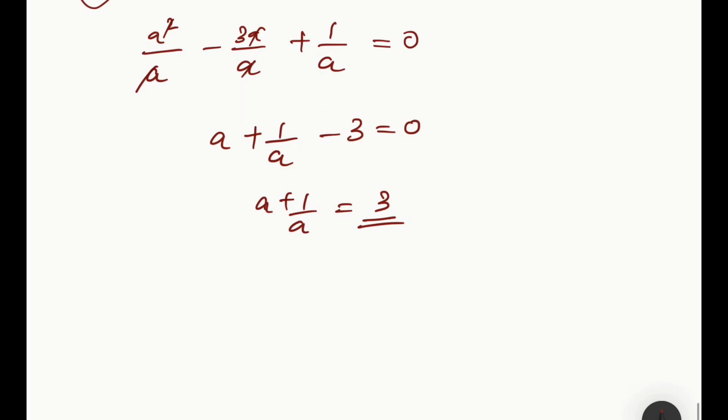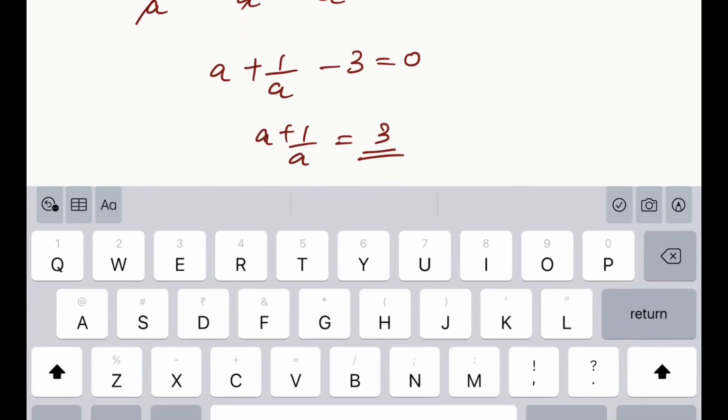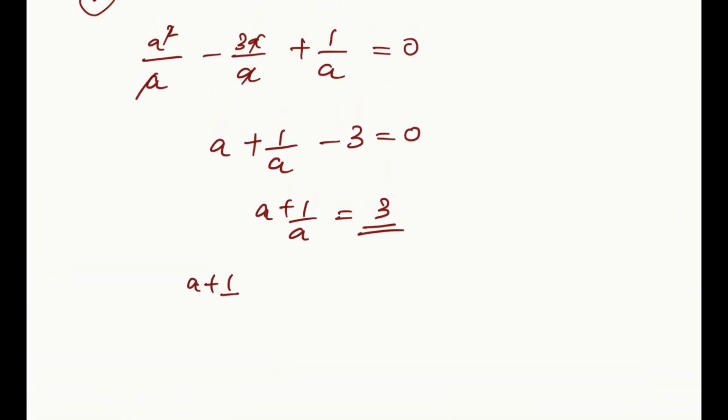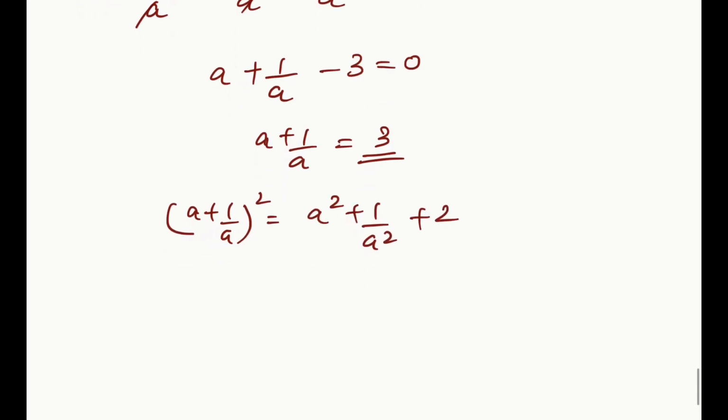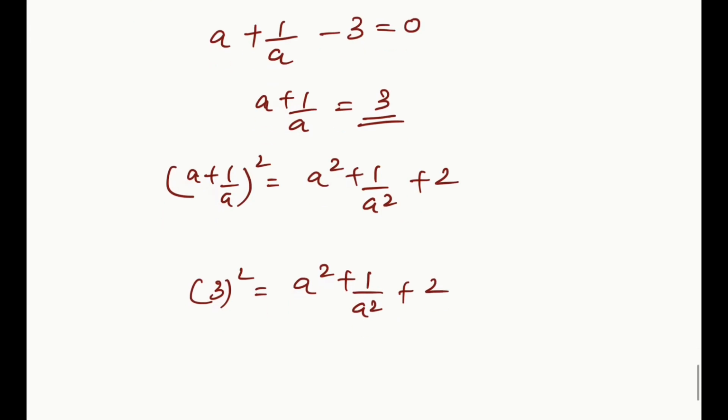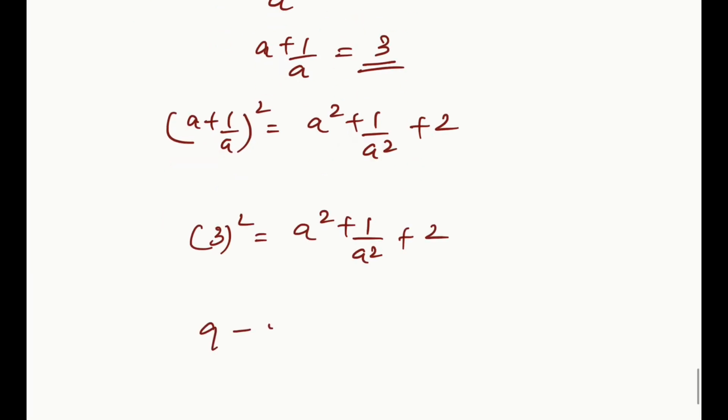Now how will you find a square plus 1 by a square? (a plus 1 by a) the whole square equal to a square plus 1 by a square plus 2. Okay. So a plus 1 by a is 3, 3 square equal to a square plus 1 by a square plus 2. That is equal to 9 minus 2 equal to a square plus 1 by a square, that is equal to 7. Hope it's clear, kids. So this way you can do the 13th question also.